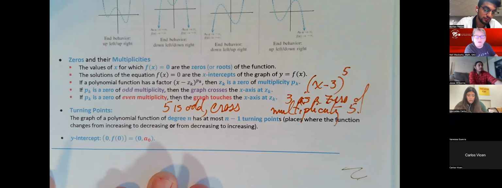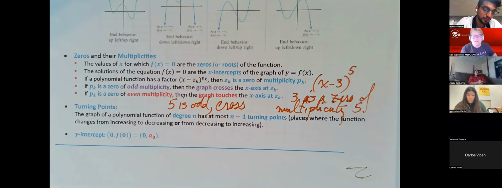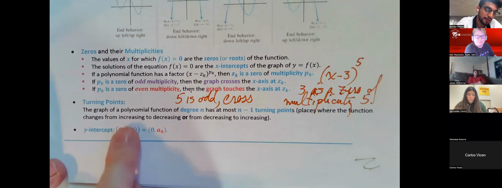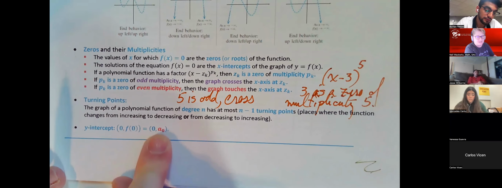A polynomial can have at most n minus 1 turning points, places where the function changes from going up to going down or vice versa. And if the polynomial is in factored form, it is in standard form.